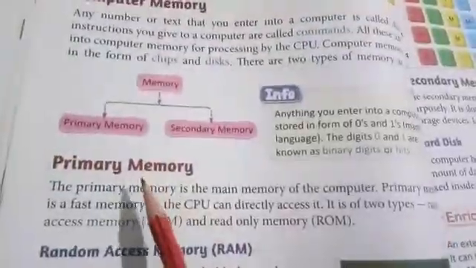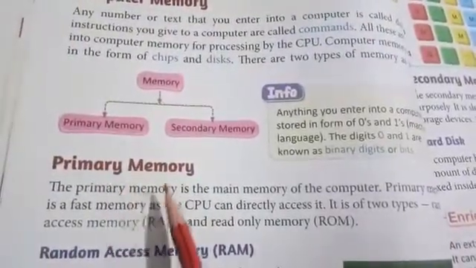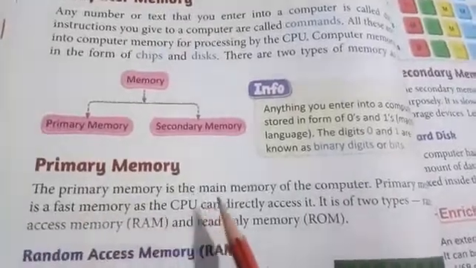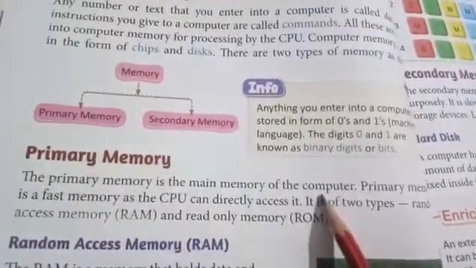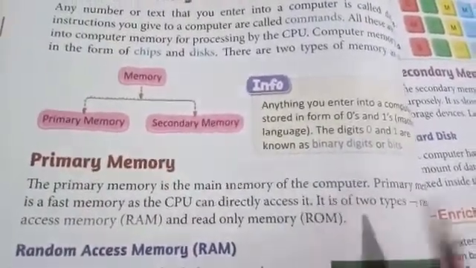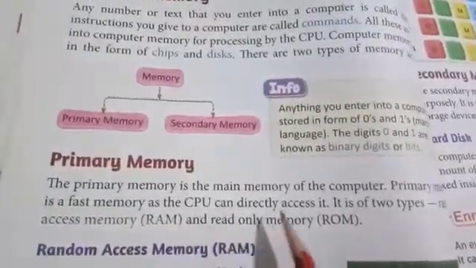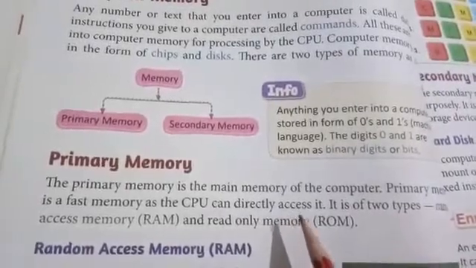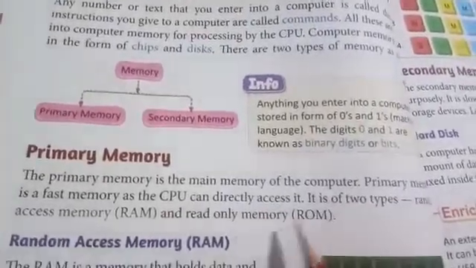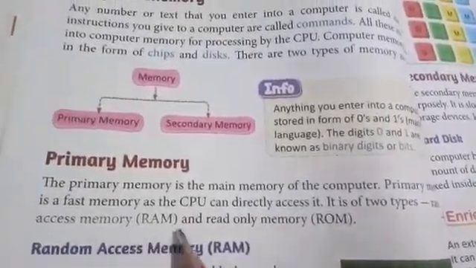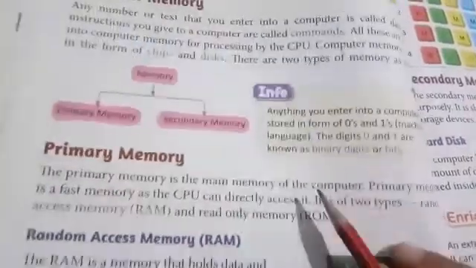Now let us start with our first memory, that is primary memory. The primary memory is the main memory of the computer. Primary memory is very fast, as the CPU can directly access it. It is of two types: random access memory, that is RAM, and read-only memory, ROM.